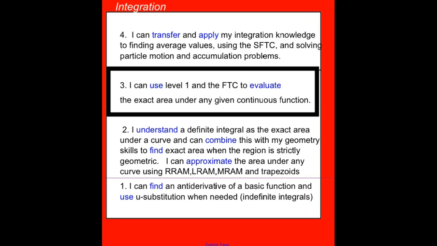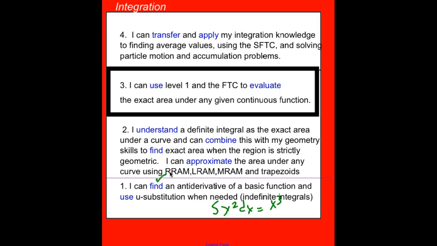All right, so this is where we've been. You should already know how to do this. For this chapter, Chapter 4 is so huge, I want you to see how it all ties together. We started off just finding antiderivatives of a basic function, and then when they weren't so basic, we used some u substitution.